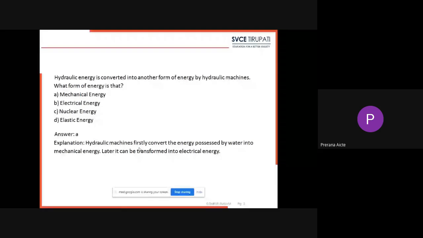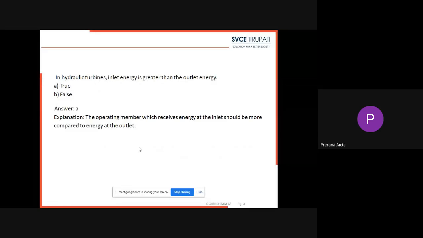So the next question: in hydraulic turbines, inlet energy is greater than the outlet energy. Is it true or false? Of course, it is true. The operating member which receives energy at the inlet should have more energy compared to the energy at the outlet. So definitely the inlet energy is greater than the outlet energy.